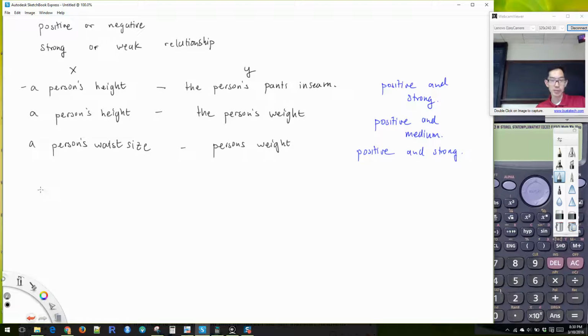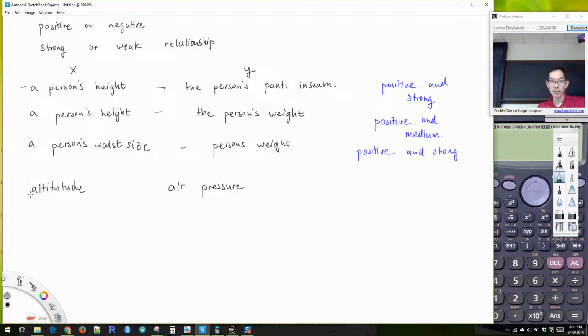Okay, what about some other things? Let me just try to think of things here. Okay, altitude and air pressure. So like, I guess a city's altitude. You don't like this example? Are we not familiar with this concept? Isn't it negative and strong?